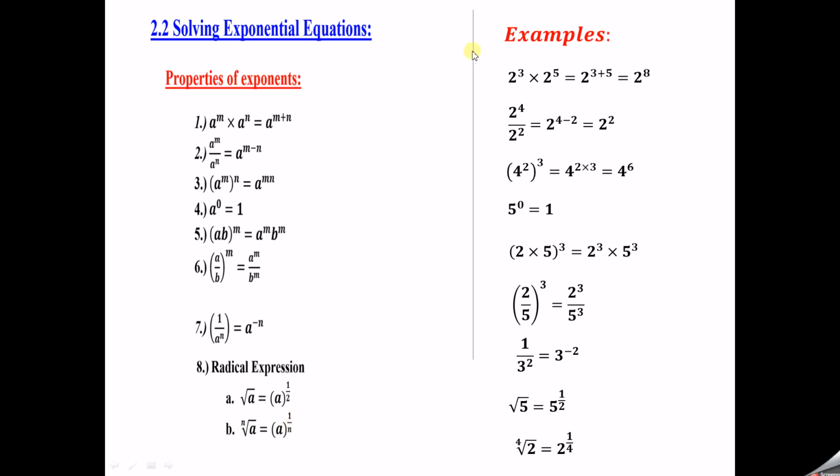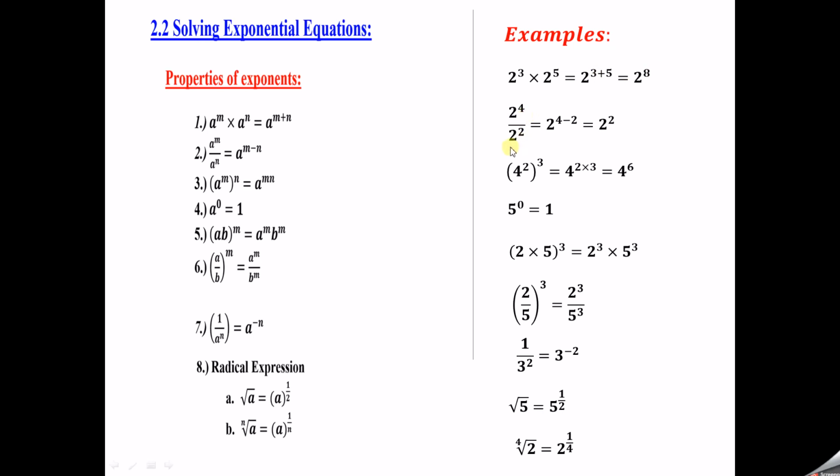And look at the examples here. The example for the first property is 2 power 3 times 2 power 5. So we are multiplying two exponents with the common base. The base is the same, then we add the powers. That is the first property. So 2 power 3 times 2 power 5 is equal to 2 power 3 plus 5, that is equal to 2 power 8. 3 plus 5 is 8.